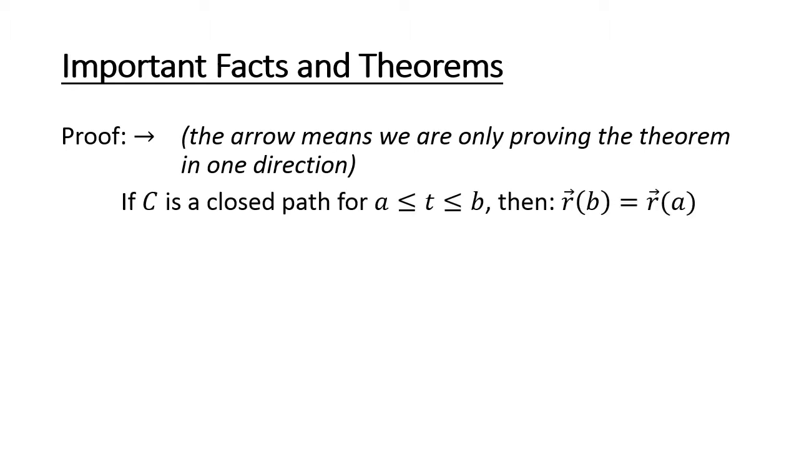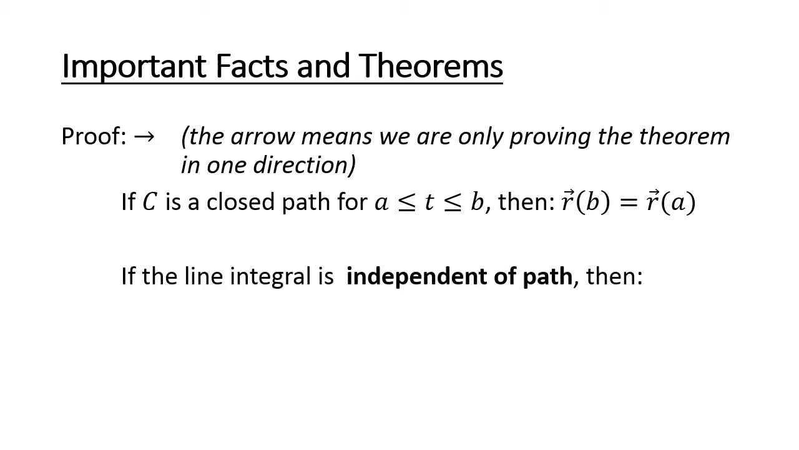So first of all, we're talking about a closed path. So just to reiterate what a closed path is, if I have a closed path on an interval from a to b, then that means my function evaluated at b and my function evaluated at a must be equal to each other. Or again, if I have a curve C given by a vector function r, then r of b must be equal to r of a.